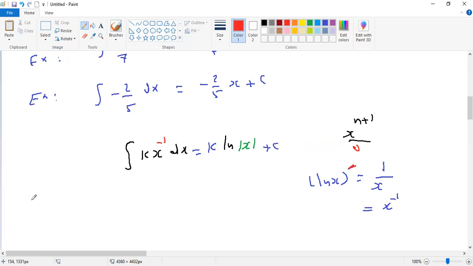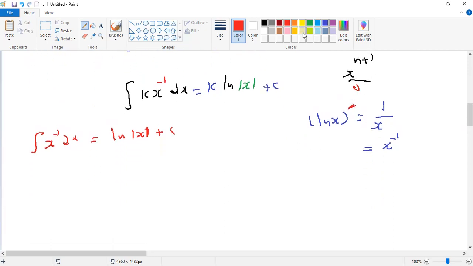So now, what is the integral of x to the -1 dx? This is the antiderivative. So it equals ln absolute value of x, plus c. The derivative of ln x is x to the power -1. Now, this is the rule here. See, this is the rule.